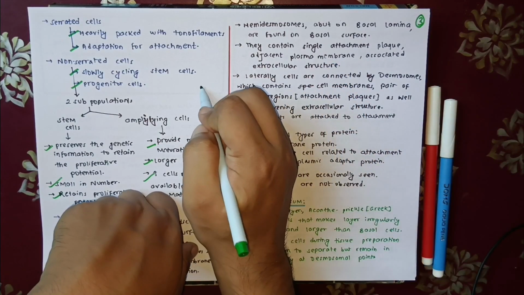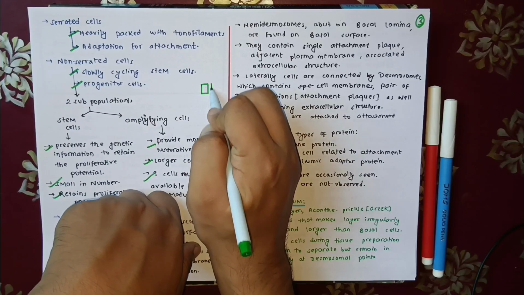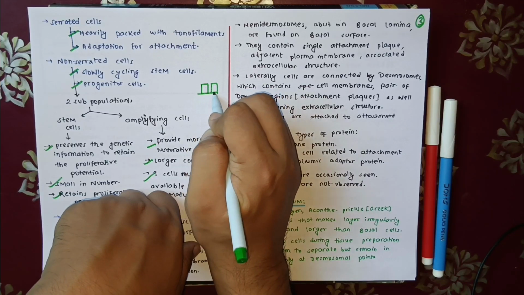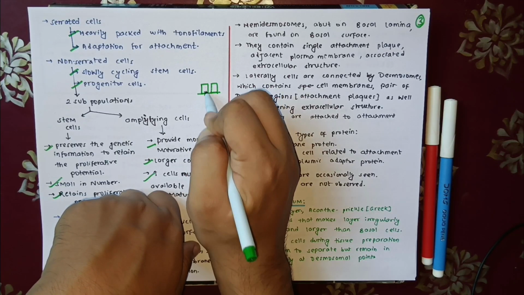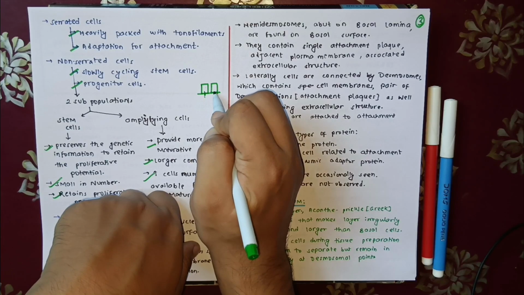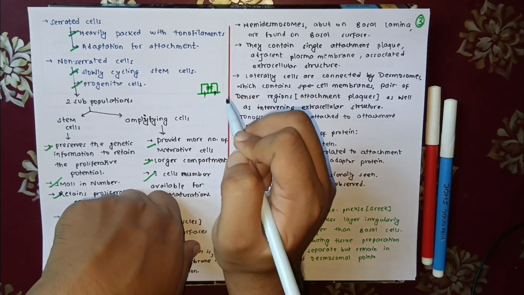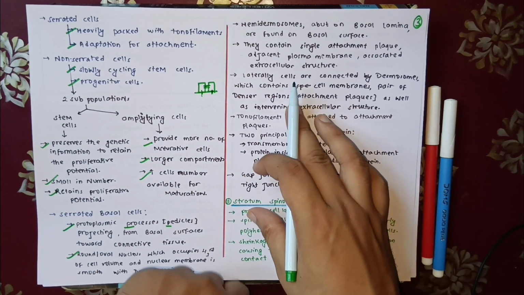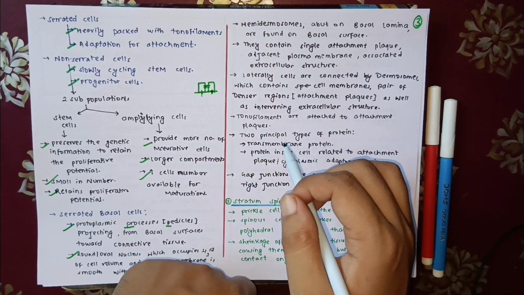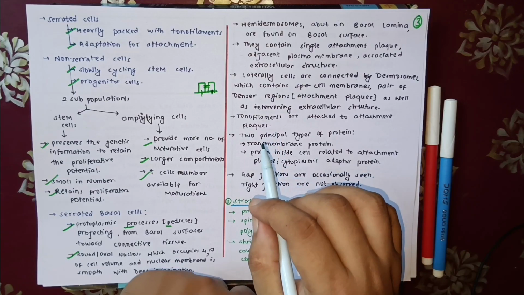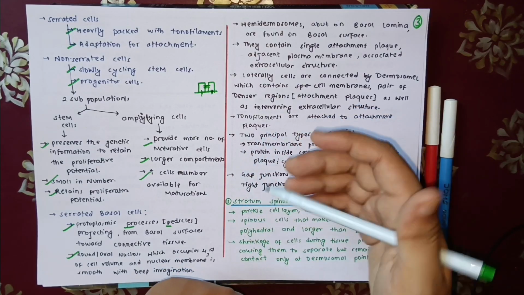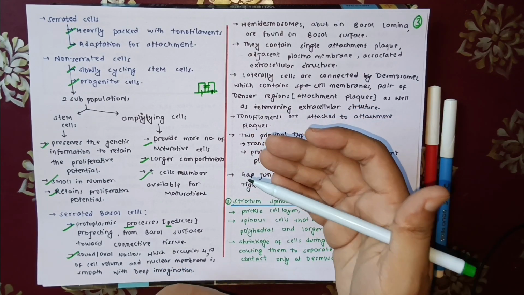So if this is a cell, and this is another cell, and this is the basement membrane, then between the cell and the basement membrane there is a hemidesmosome, but between the two cells there is a desmosome. That is a desmosome. If you want to study the desmosome and hemidesmosome in detail, you can refer to general physiology.